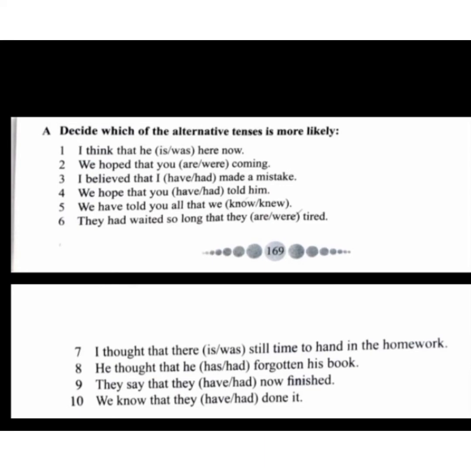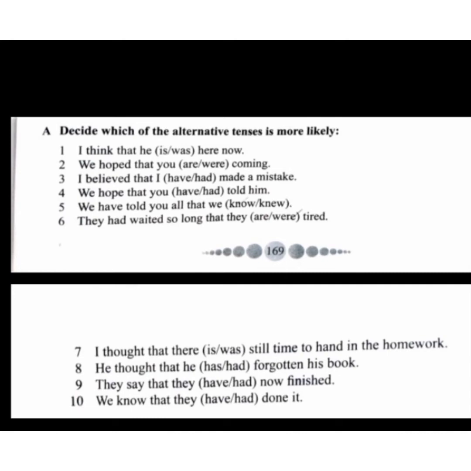Okay. Fourth one, we hope that you have told him. We hope is in present tense. So the subordinate clause is also in present tense. Fifth one, we have told you all that we have told you. That is present tense. That we, what will come here? No, present tense. Okay. Sixth one, they had waited so long that they were tired. Clear?